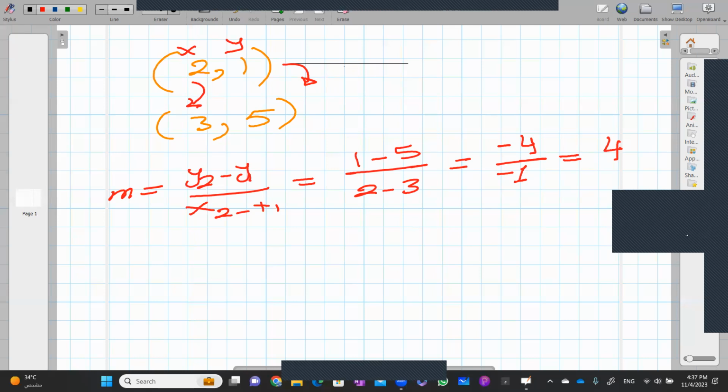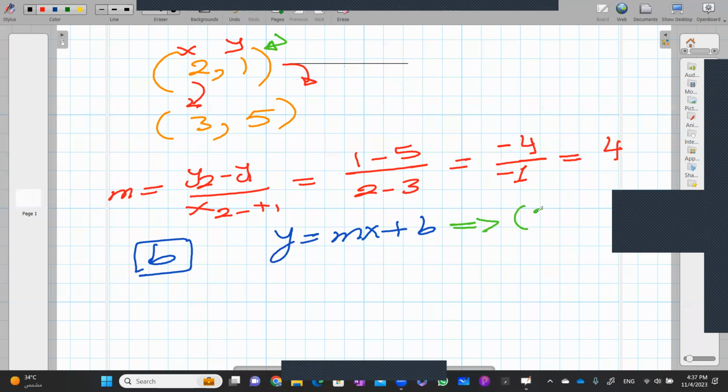After that, I will find b. How can I find b? I write the general equation, y equals mx plus b. Select which point you prefer. I preferred 2 and 1. If you prefer 3 and 5, no problem, take it. Okay, then I'll use 2 and 1. This is x, this is y.